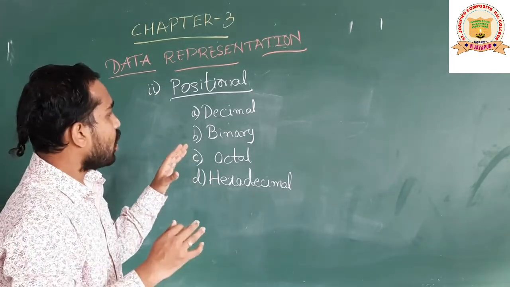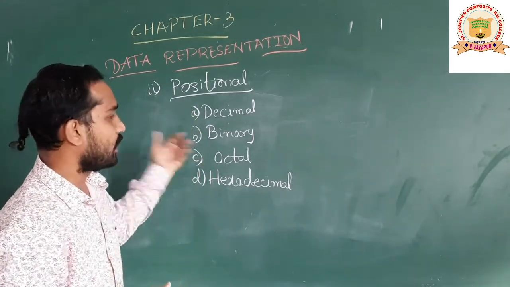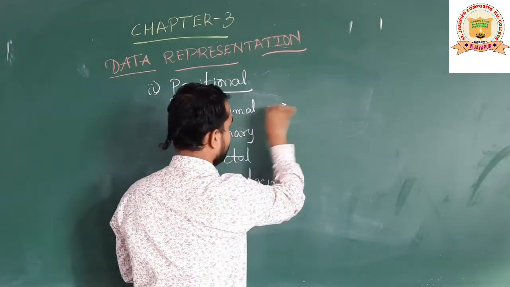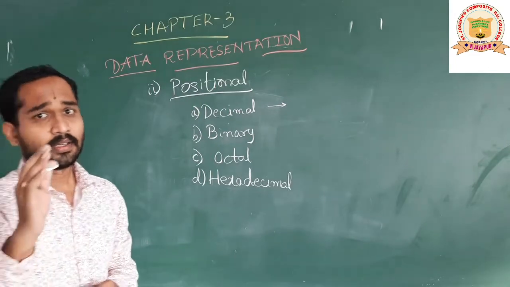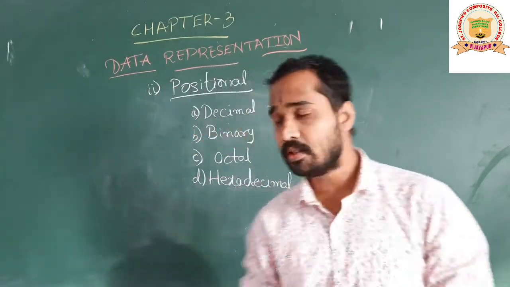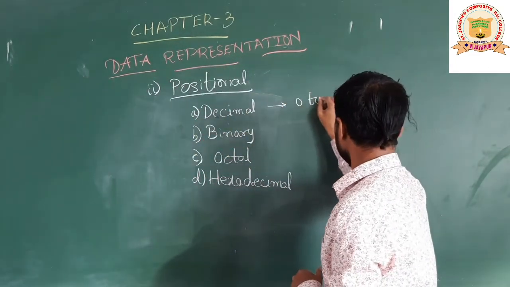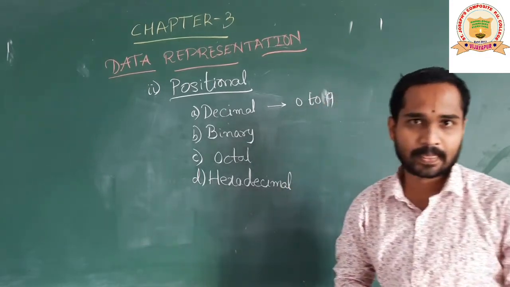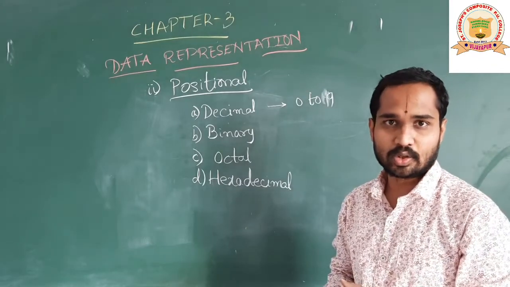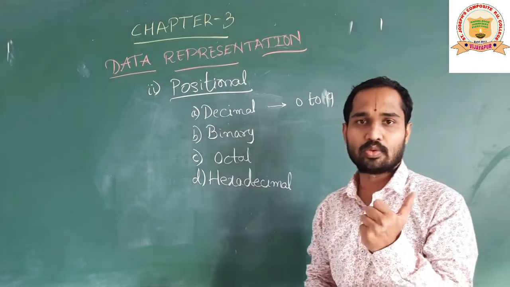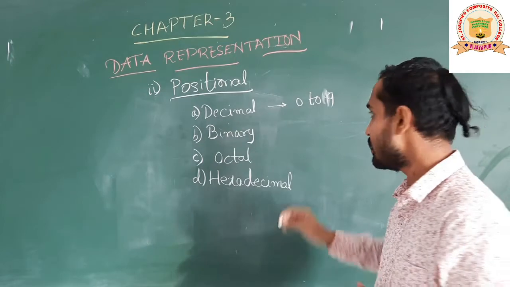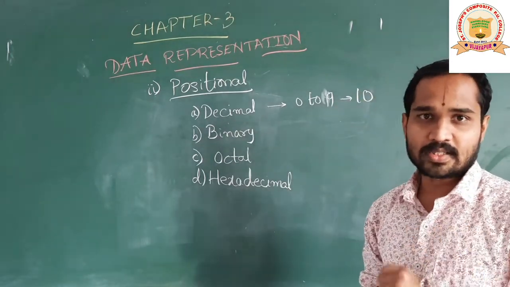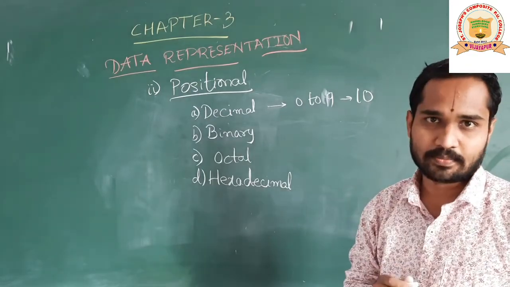Now on what basis do we divide these number systems is the question. When I said decimal, tell me which are the digits that come in decimal. You say 0 to 9, correct? How many digits are there in 0 to 9? 0, 1, 2, 3, 4, 5, 6, 7, 8, 9. That is 10 digits. Am I right? 10 digits are there in the decimal number system.